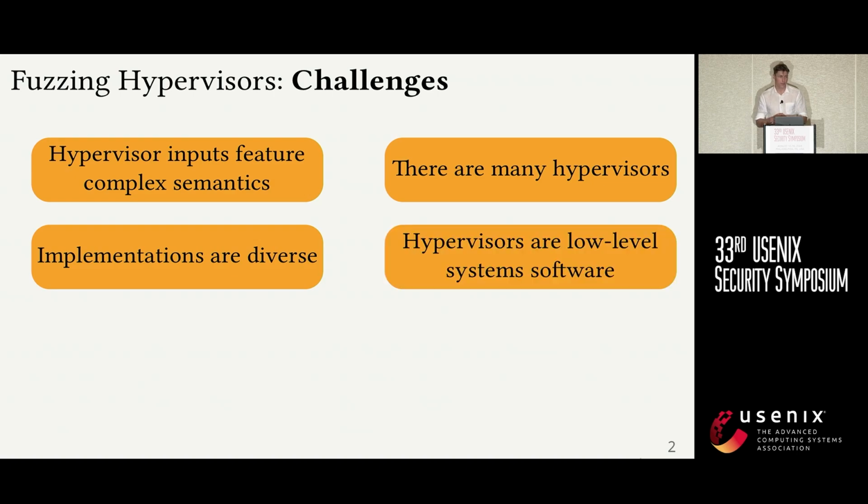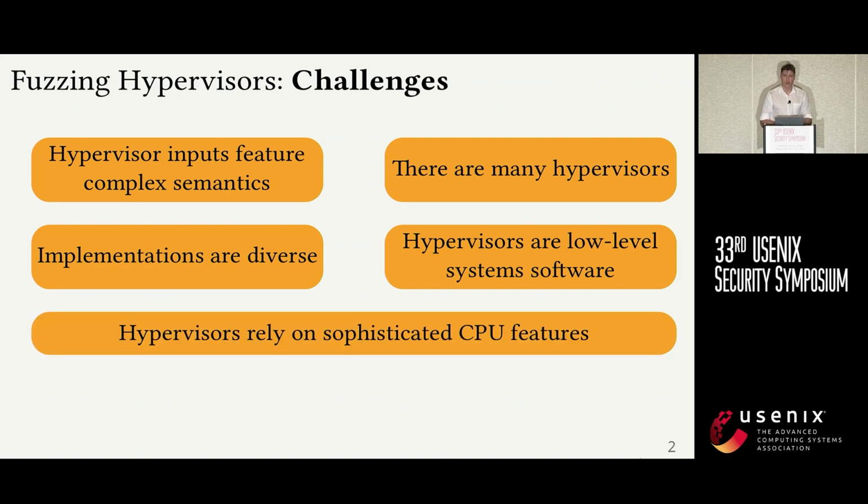Hypervisors are also low-level system software. That means that we can't really apply a lot of the techniques that general-purpose fuzzers excel at, such as in-process fuzzing or fork servers, because those are tailored more towards small user space libraries or parsers, whereas hypervisors are often made up of many different components, and they're quite large systems, which don't really fit into these types of mechanisms.